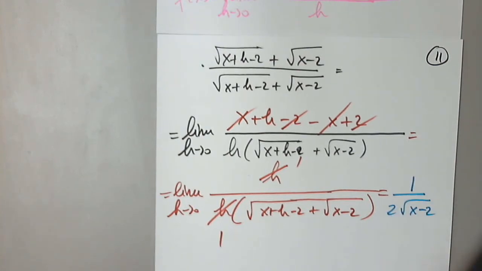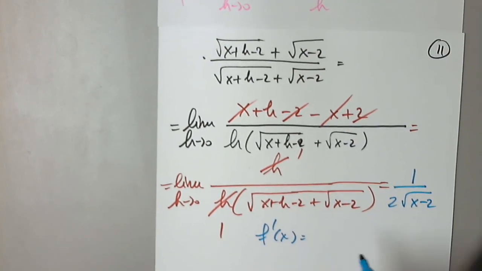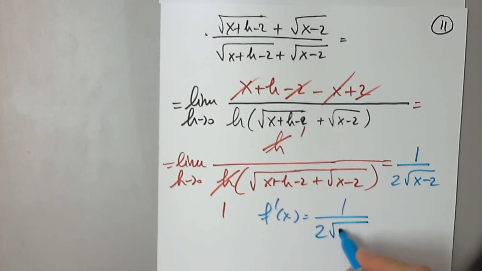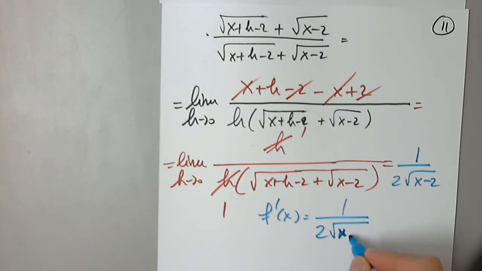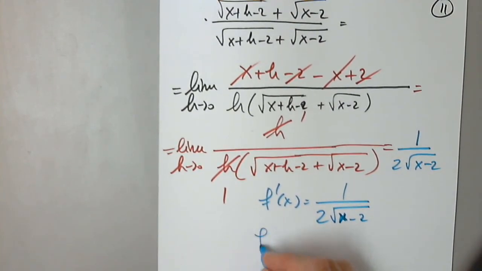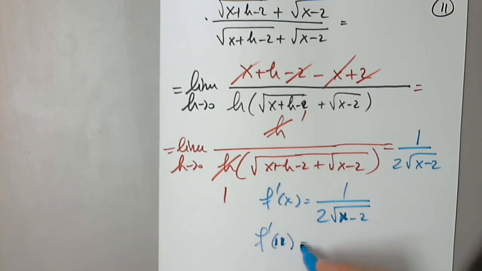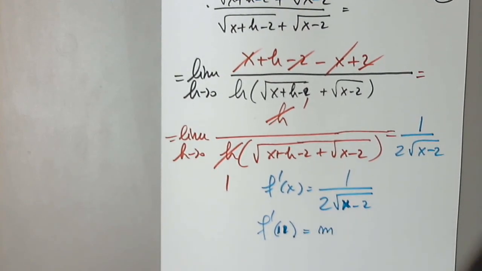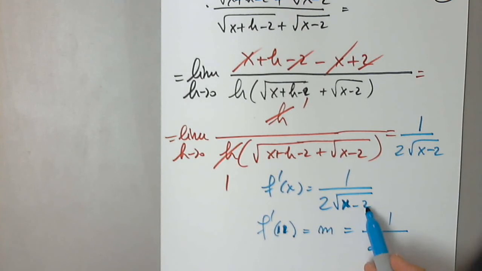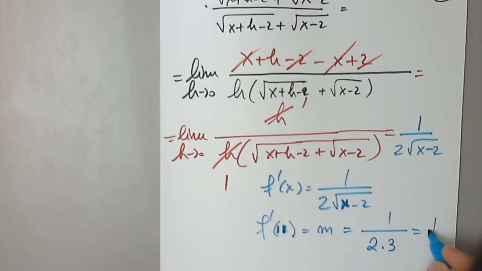Excellent. Very good. So one more time, this is f prime of x, which is 1 over 2 times the square root of x minus 2. But I really want to determine f prime of 11, which is the slope I'm looking for. So then I have 1 over 2 times the square root of 11 minus 2, which is 9. The square root of 9 is 3. So this is 1/6.